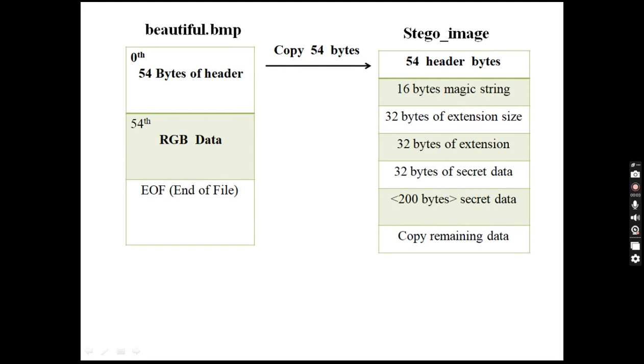So now I will explain the structure of a BMP image. I have one beautiful.bmp file and I have a stego image. First we have 54 bytes for the header. Then next we have RGB data, and at last we have the end of file. We cannot modify the header because it has properties of the image, like the size of the image. If you change something in the header, it will change the image. After the 54 bytes we have to start the encoding.